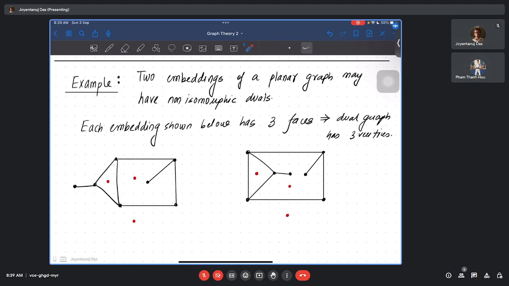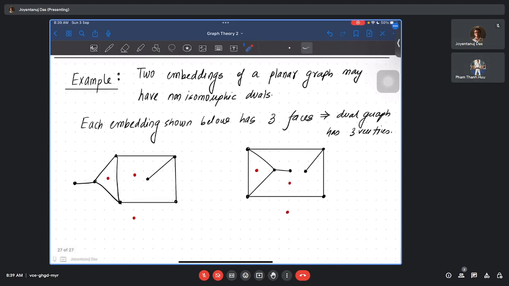Now we'll try to find the dual of this graph and see that they are not isomorphic. So that is what they are saying, right? The same planar graph has two embeddings, but the duals may be non-isomorphic. So let us see the duals. First of all, there will be an edge like this, because this is an edge, right? Now, because of this edge, there will be an edge like this. Now, because of this edge, there will be an edge like this, right?